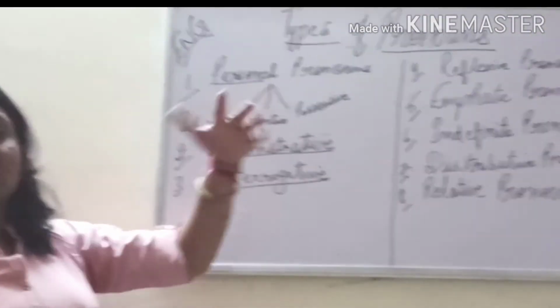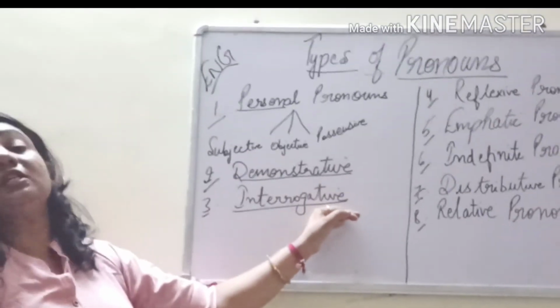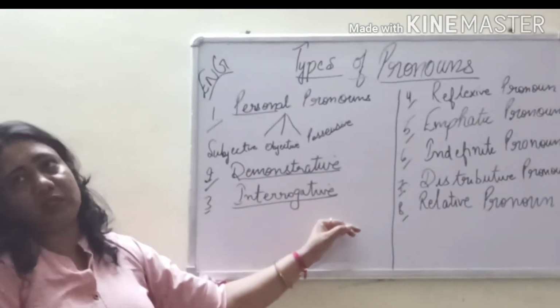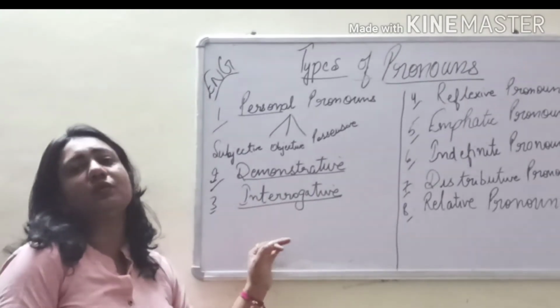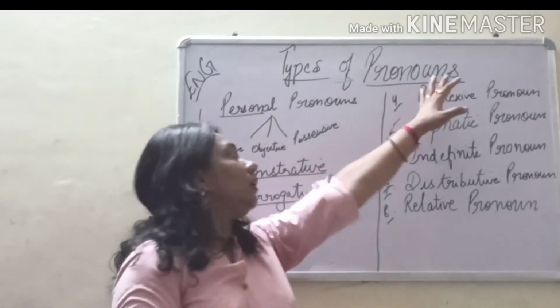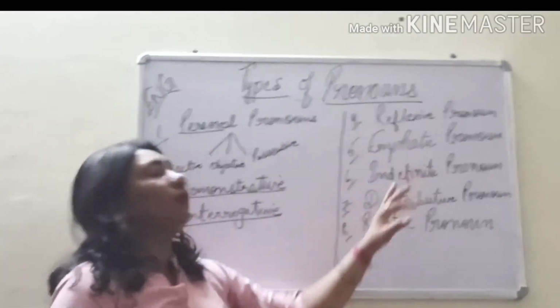Then we have done demonstrative pronouns: this, that, these, those. Then we have done interrogative, the WH family: what, where, who, asking questions. So these 3 types of pronouns we have discussed till yesterday, and today we are here with the other types of pronouns that are left, and today we will be covering all of these.